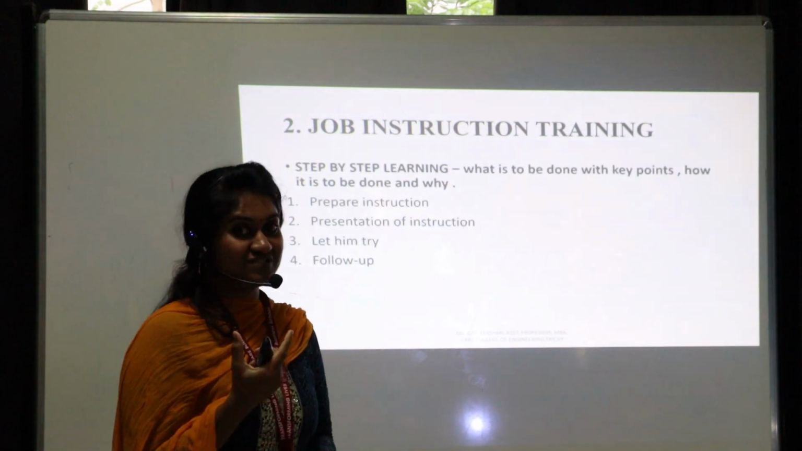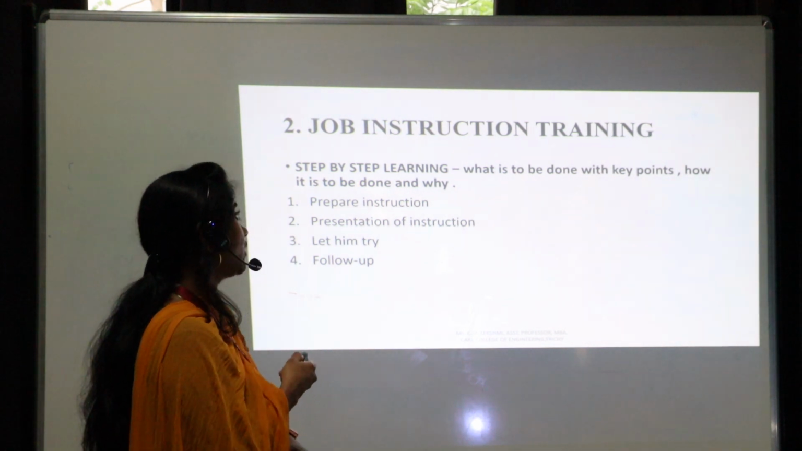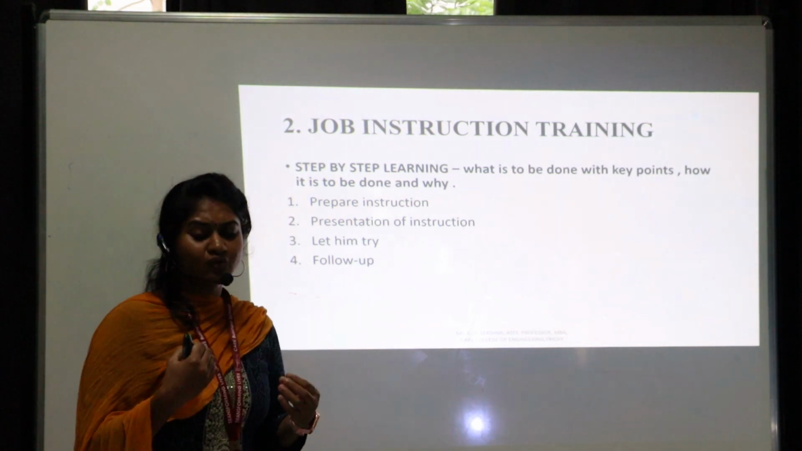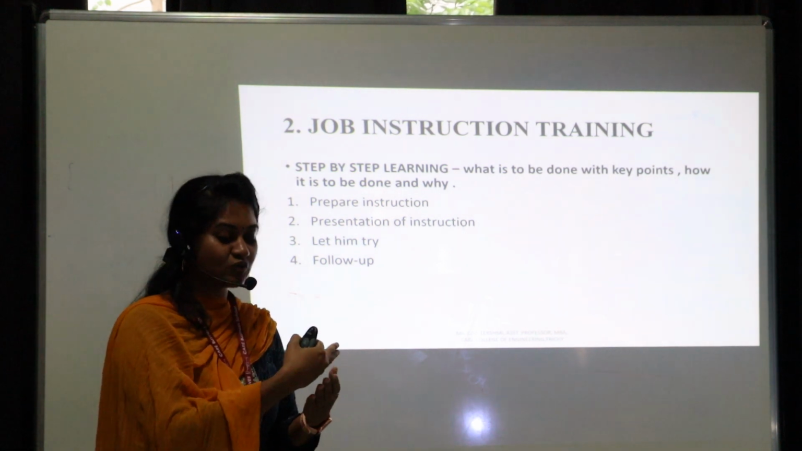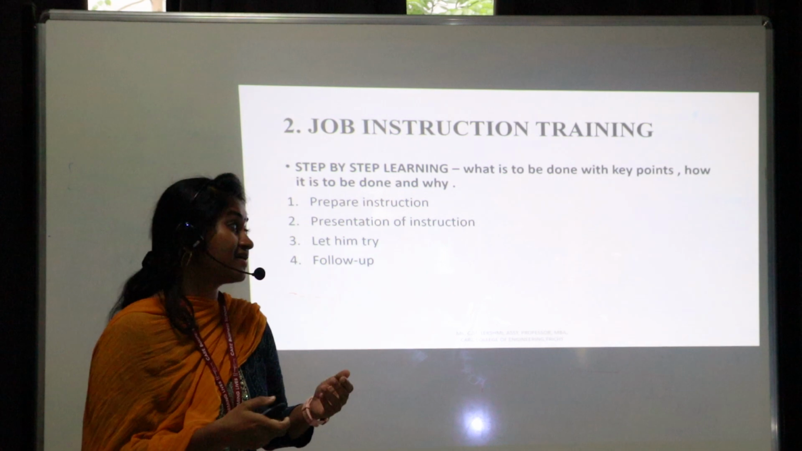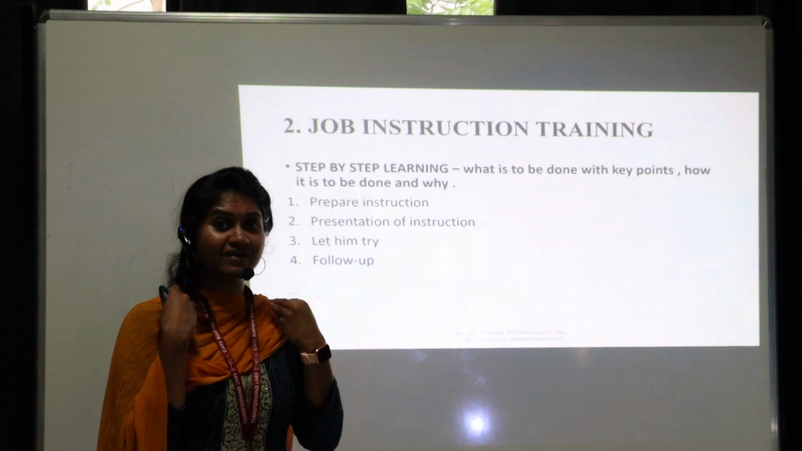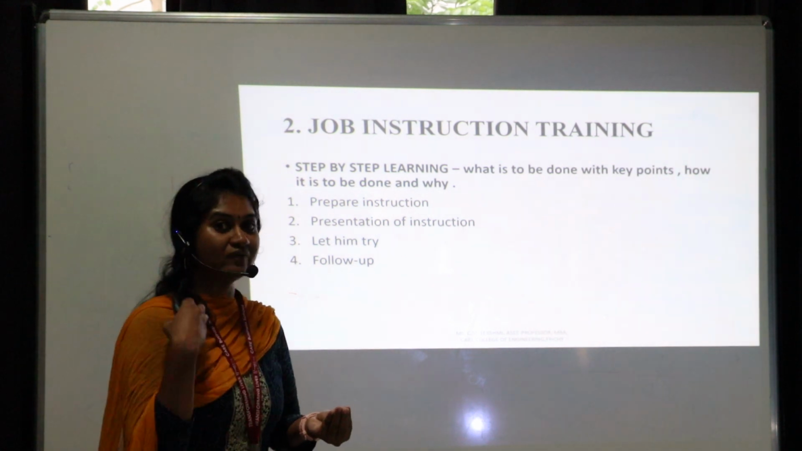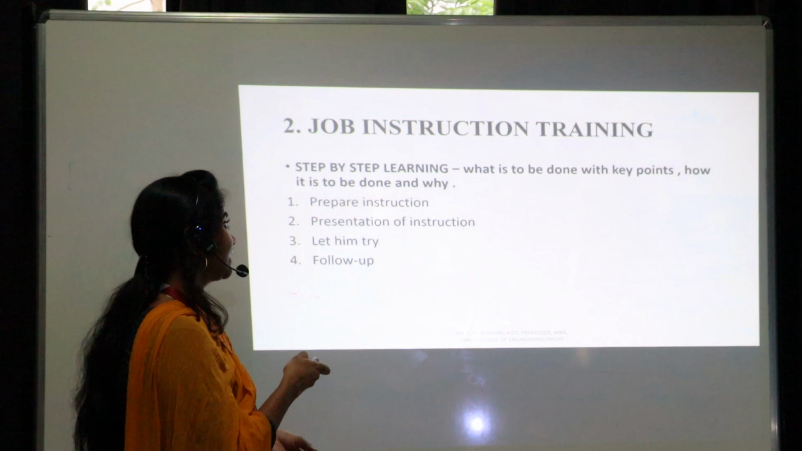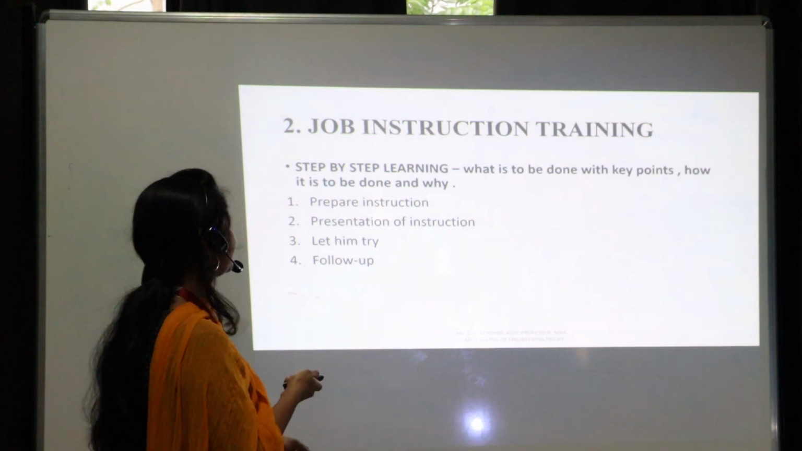Next is JIT, which is called job instruction training. Job instruction training is all about step-by-step learning: what is to be done, how it is to be done, and why I am doing it. So I should have some instructions. The first step is that I need to prepare some instructions and convey them to my employees, make them try it, and I will do a follow-up. And this will be done continuously until they get familiar with the particular job.